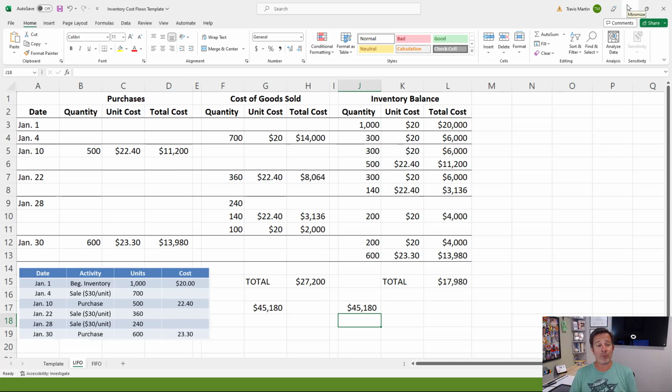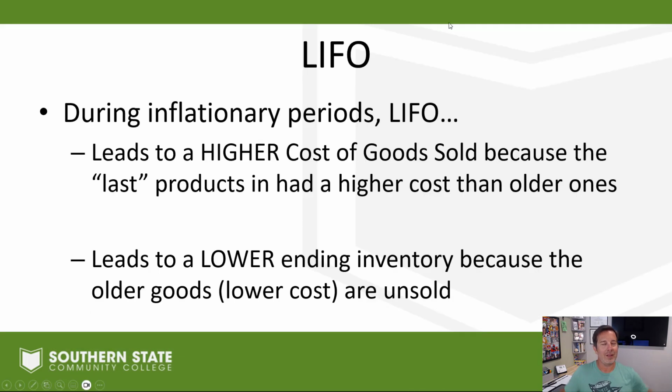Okay, same game we're playing with FIFO. The only difference is as we burn through the layers, we've got to pick out the new ones, like we saw in that example right there. So, to wrap up here, LIFO, during inflationary periods, which is pretty much all the time in life, especially for businesses buying inventory, leads to a higher cost of goods sold because the last products in had a higher cost than older ones. It also leads to a lower ending inventory because the older goods, the lower cost ones, are sitting on the shelf, according to the assumptions here.